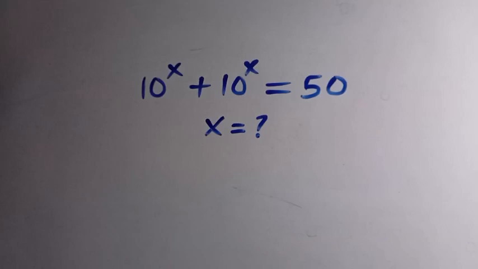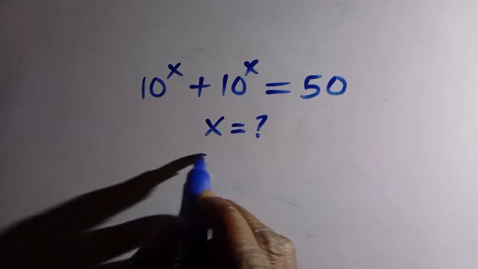How to solve these nice exponential equations? We have 10 power x plus 10 power x equals 50. So let's see the solution from here.